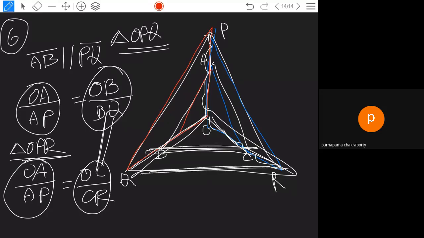Did you understand this problem? Yes, sir. Huh? Yes, sir.